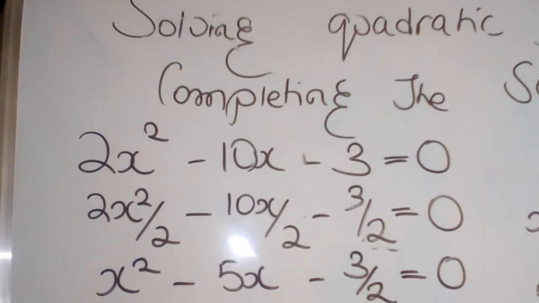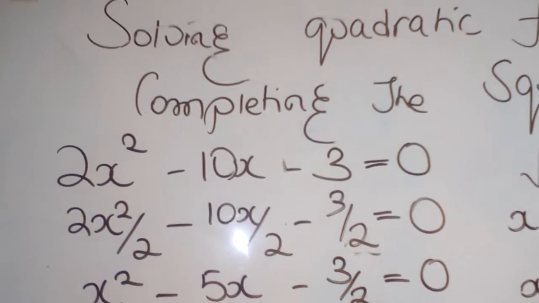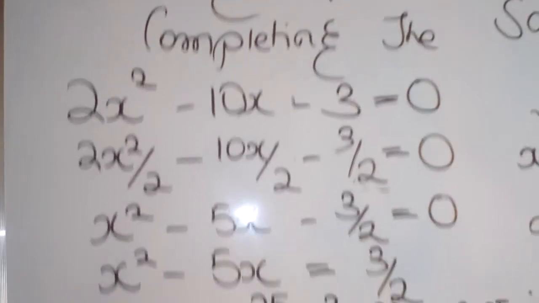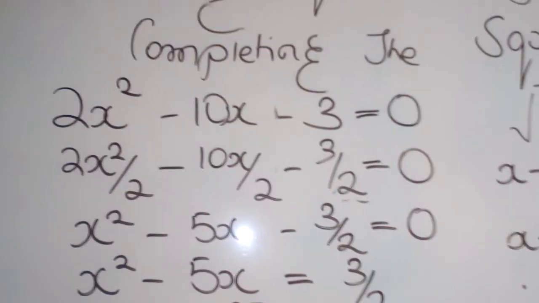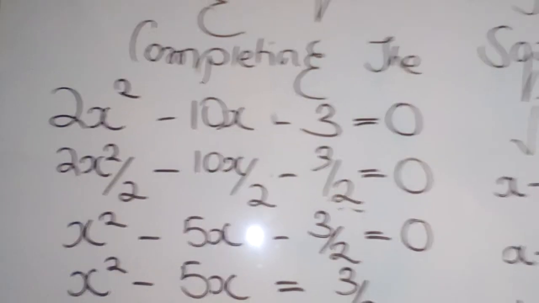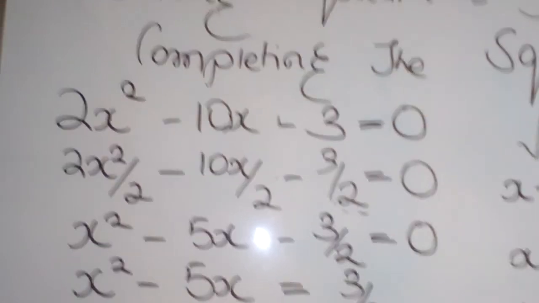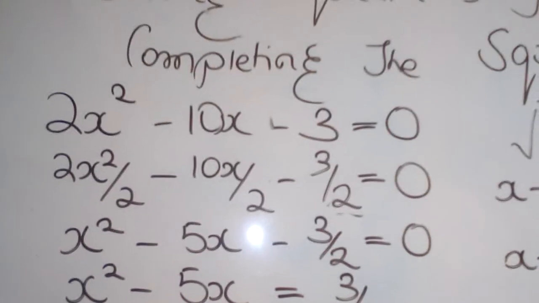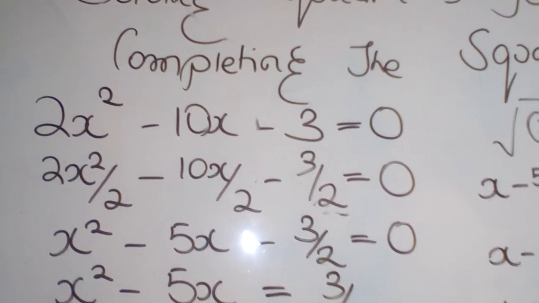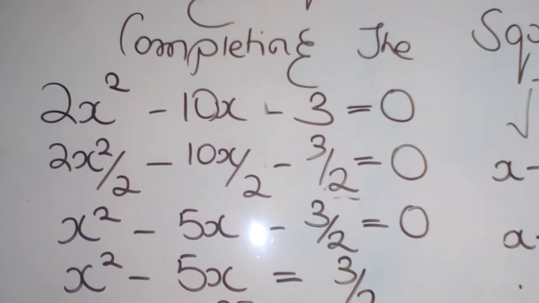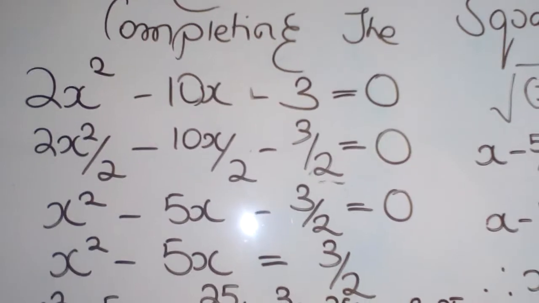And so we end up having x squared minus 5x minus 3 over 2 equaling 0. And the next thing we're going to do now is to push the last section of the left side of this equation to the other side of the equation. That is, we push negative 3 over 2 across the equal sign, and hence we get x squared minus 5x equaling 3 over 2.